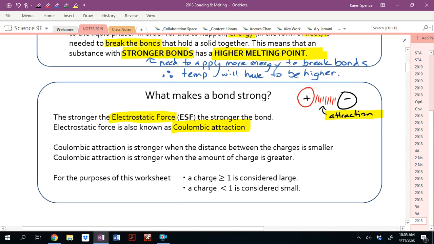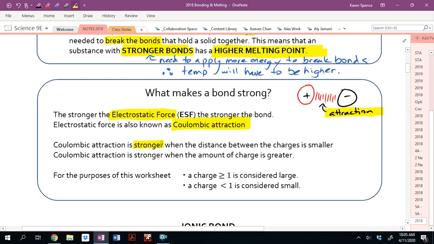These forces are stronger when the distance between the charges is smaller. We could write that another way. We could say that the electrostatic force is proportional to 1 over the distance. It's inversely proportional to the distance. So the force, F, will get smaller as the distance gets bigger.